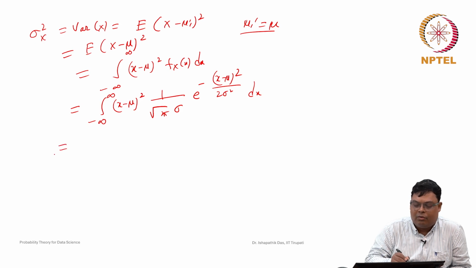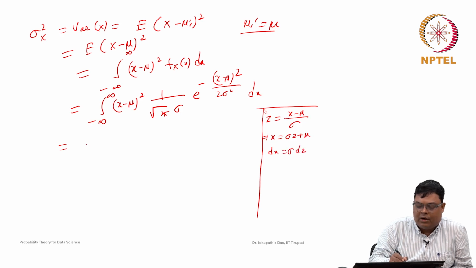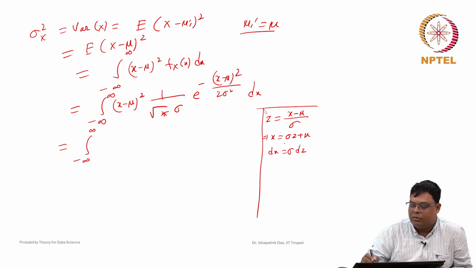So, let us do the same transformation again, z is equal to x minus mu by sigma, which implies x is equal to sigma z plus mu. So, we will take that, and dx is equal to sigma dz. So, this is equal to integral from minus infinity to plus infinity, because sigma is a positive number, when x goes to infinity, z goes to infinity, and when x goes to minus infinity, z goes to minus infinity.